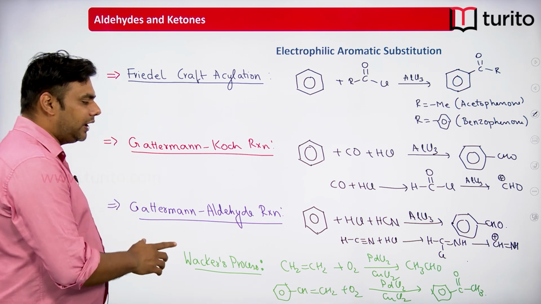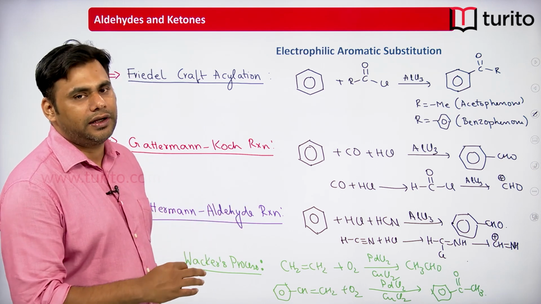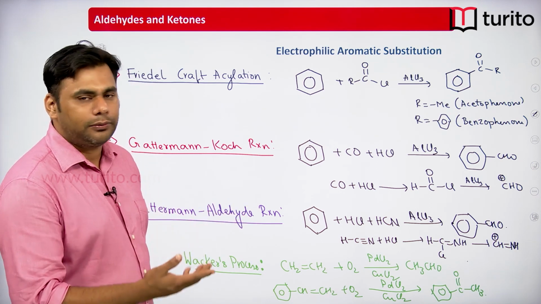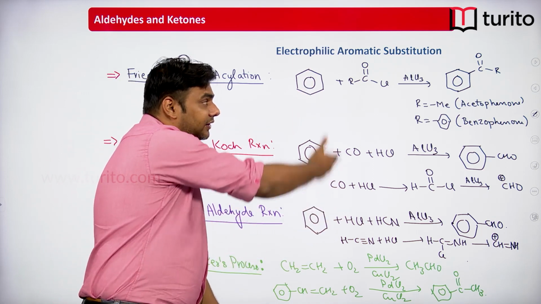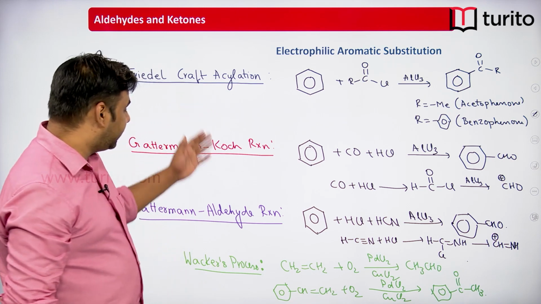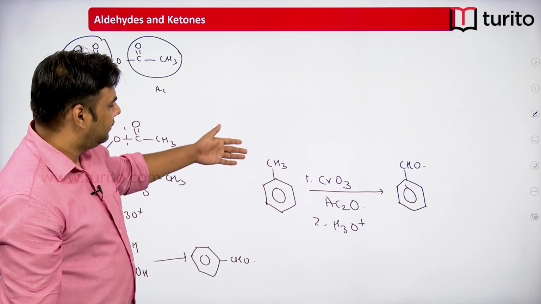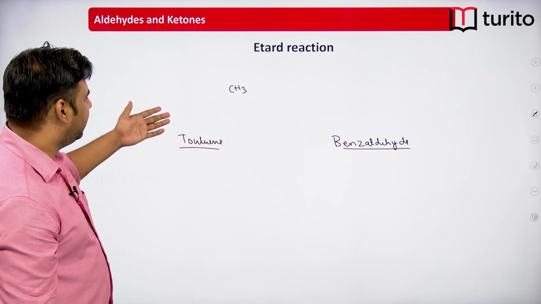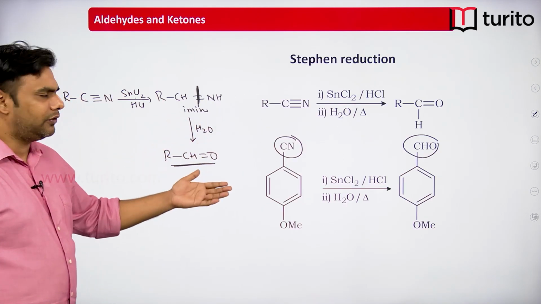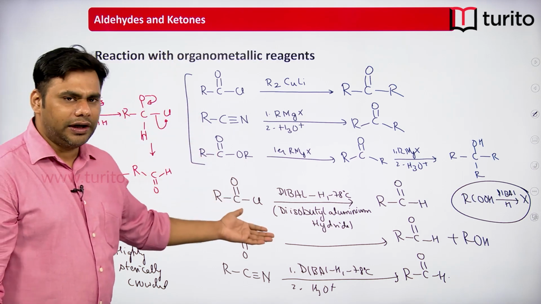I hope all the reactions are clear to you, and most of the reactions are connected with the idea or the concept of the previous chapter. All these reactions are basically previous chapter reactions. So this is an electrophilic aromatic substitution reaction. This is a reaction of alkene. This was a new reaction. Etard reaction was a new reaction. Similarly, Stephen's reaction was a new reaction. With organometallics we have already done this.